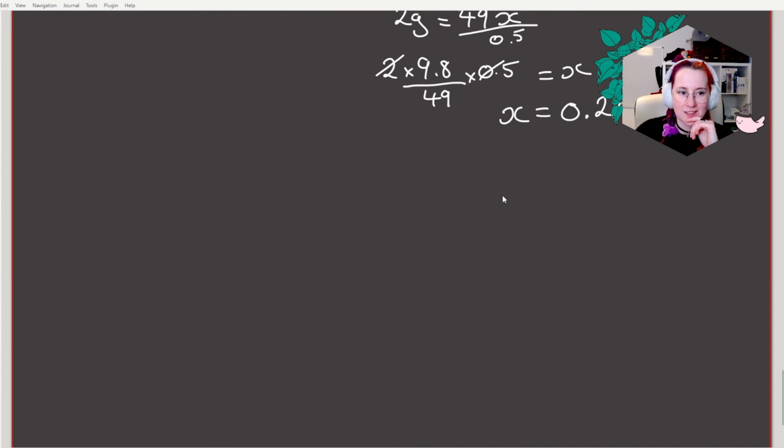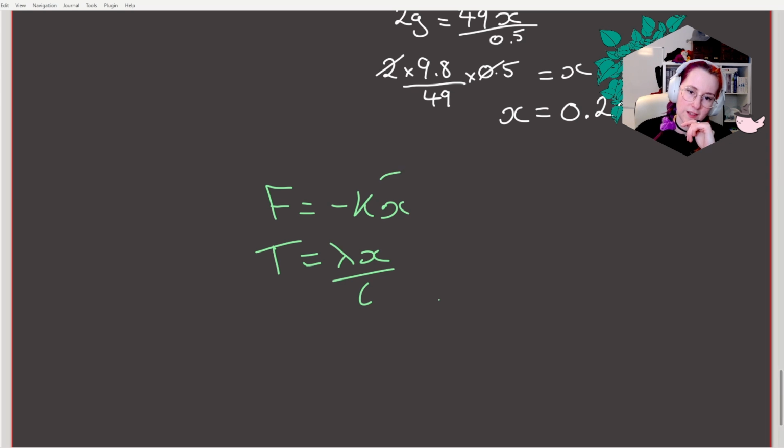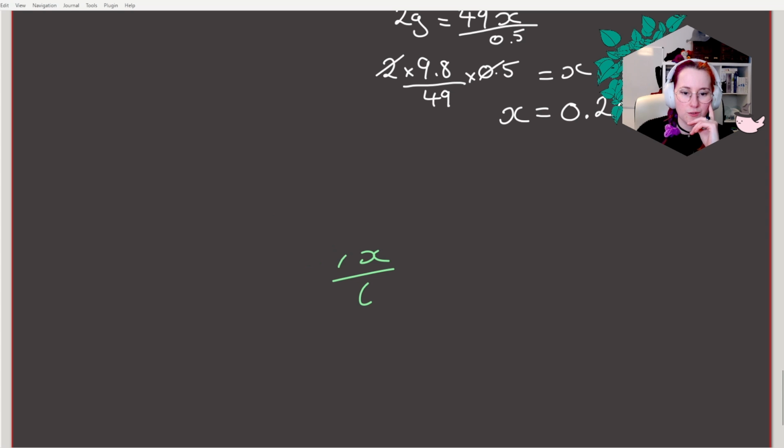This is where lots of people writing things in different ways gets frustrating, because I have seen this law written as F is minus kx. T is lambda x over L. So I think k is just lambda over L, but comparing notes, make sure that you know which version you're using is the good advice.